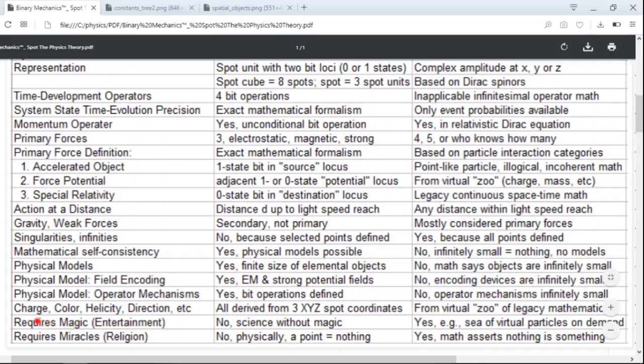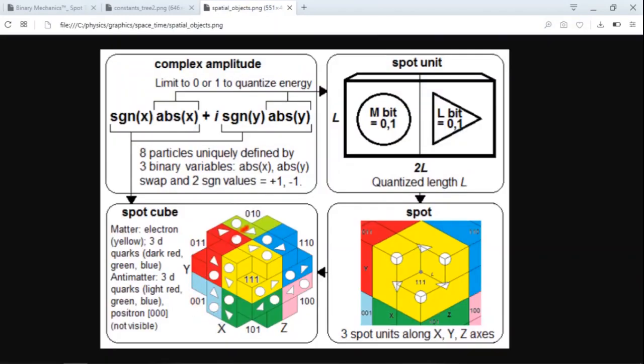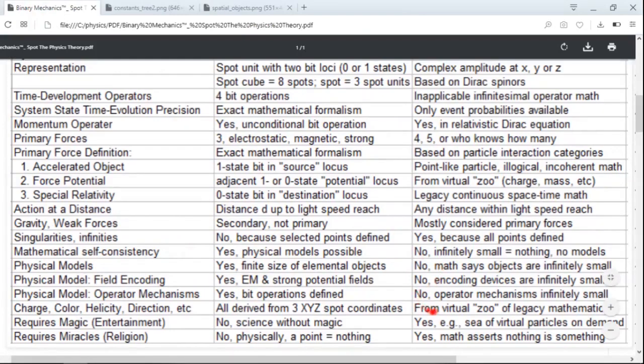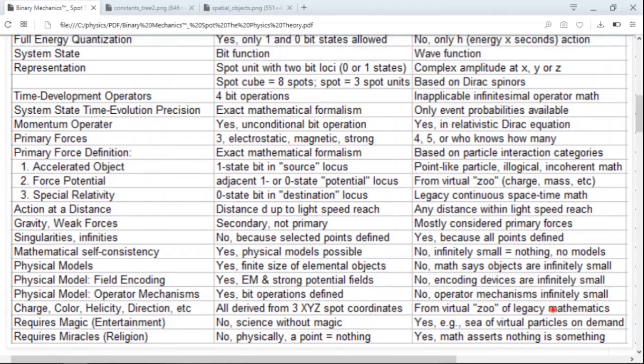How about properties of particles such as their charge, color, helicity, and direction, etc.? All of these are derived from the three XYZ spot coordinates. We have 0 or 1 for Y, and X and Z, and these coordinates within a spot cube define all of these physical properties. It's sort of an amazing accomplishment when you think about it. Whereas we have a virtual zoo of legacy mathematics in legacy quantum theory.